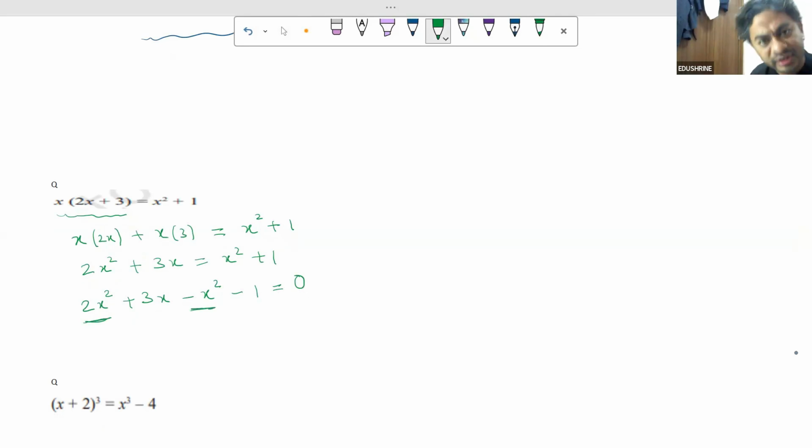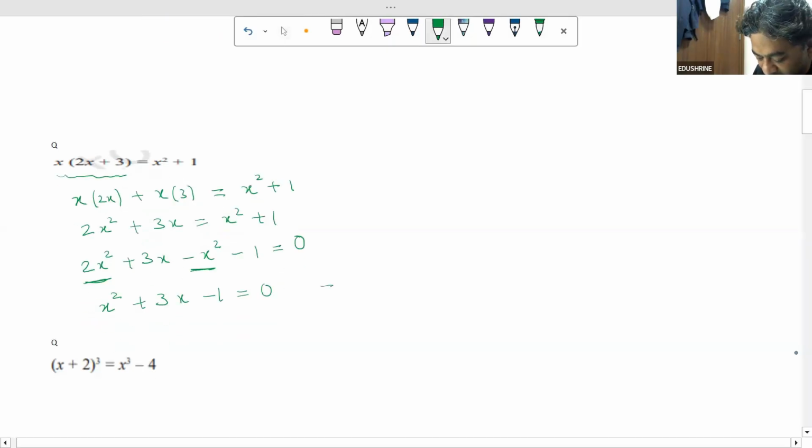I add or subtract the like terms. So what are the like terms here? X square are the like terms. I can see only two like terms. So 2x square minus x square will give me x square plus 3x minus 1 equal to 0. So this becomes definitely a quadratic equation. So all of you have given me right answers that this is a quadratic equation. Yes, it is a quadratic equation.